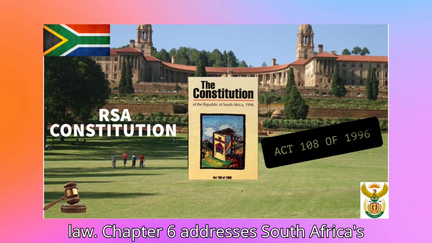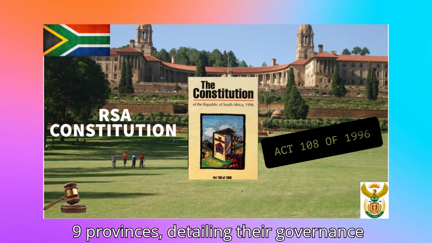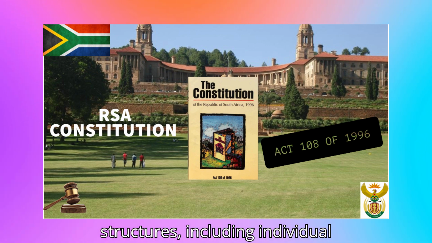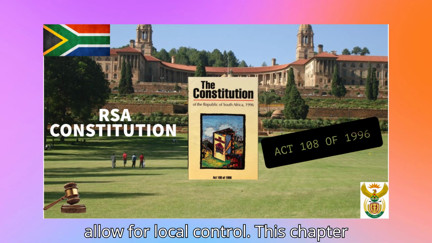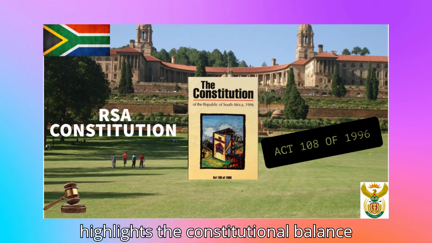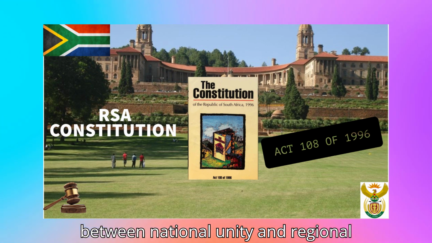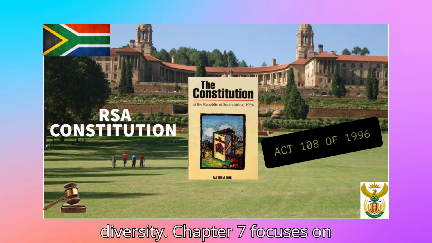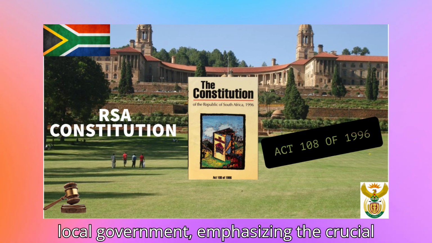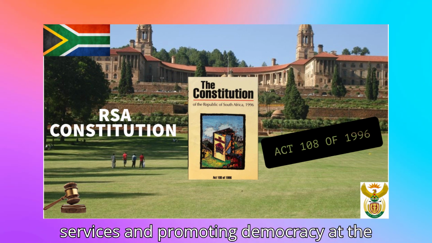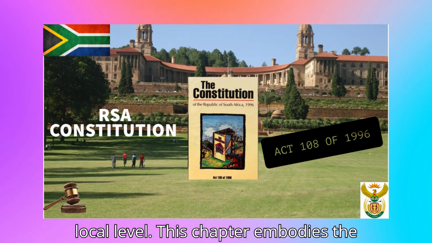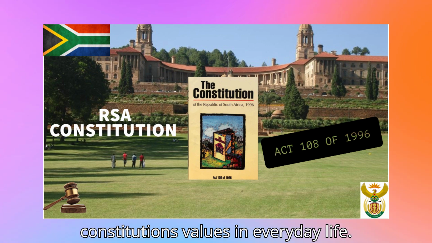Chapter 6 addresses South Africa's 9 provinces, detailing their governance structures, including individual legislatures and executive councils that allow for local control. This chapter highlights the Constitution's balance between national unity and regional diversity. Chapter 7 focuses on local government, emphasizing the crucial role of municipalities in delivering services and promoting democracy at the local level. This chapter embodies the Constitution's values in everyday life.